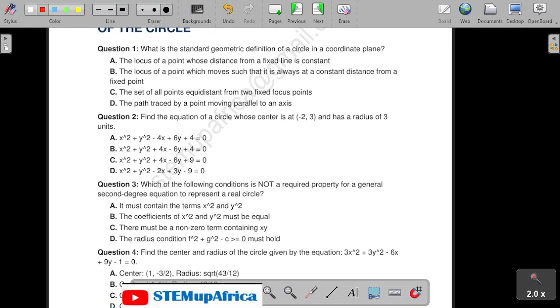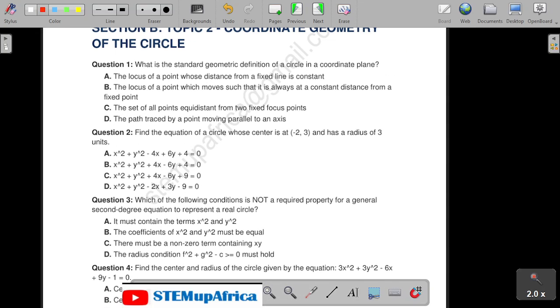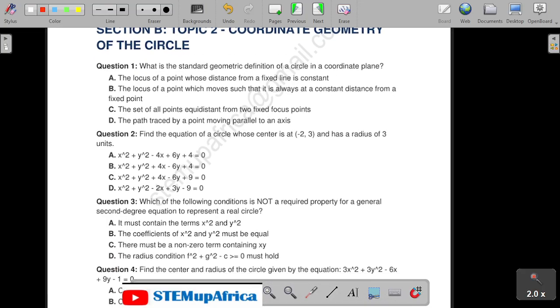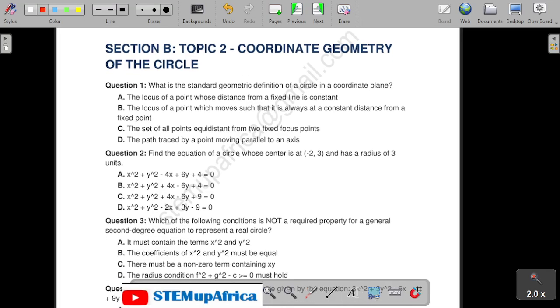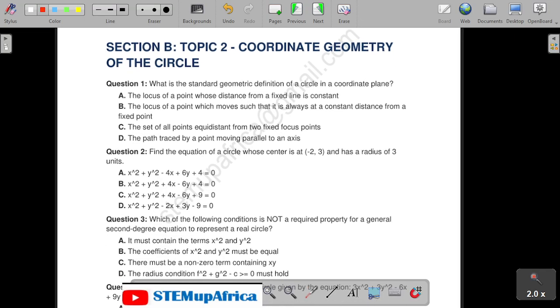So let's see. Yeah, this is coordinate geometry under circle. So what is the standard geometric definition of a circle? The circle is a locus of a point that has equal or a constant distance from the center. That center is called the fixed point. That's option B, the definition of a circle.